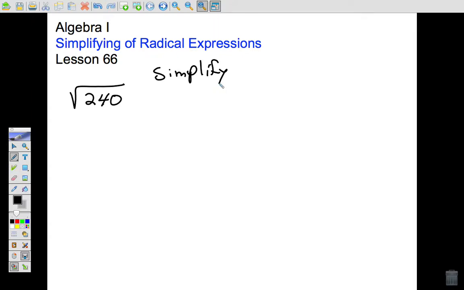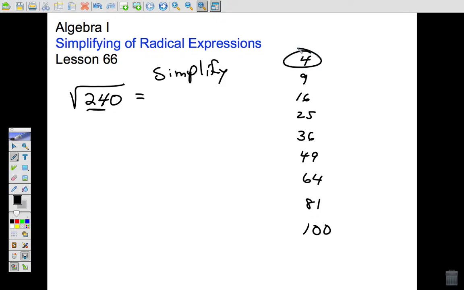Now remember, your perfect squares would be 4, 9, 16, 25. I'm just going to list a few of these out. And you can see that these are some of the factors that we want to try to use. Now, let's think of two factors of 240 where one of them is a perfect square. The first thing I notice is that the first couple digits consist of the number 24, and I know that 4 will go into 24. So I could think of 240 as 4 times, let's see, 4 into 24 is 6, and then add a 0. So 4 times 60 is 240.